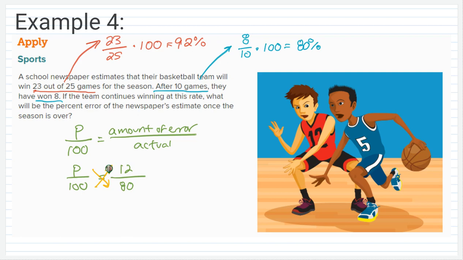So 80 times P, again, it's just 80P. 12 times 100 is 1200. Last step to solving this proportion is to divide both sides by 80. And 1200 divided by 80 is 15. So our percent error in this case is 15%.